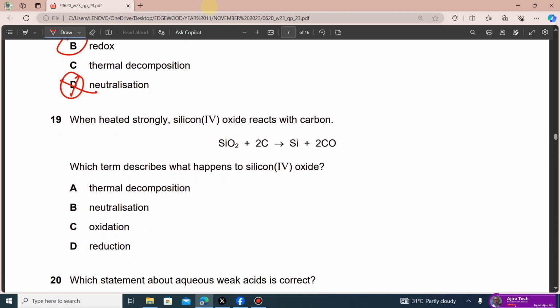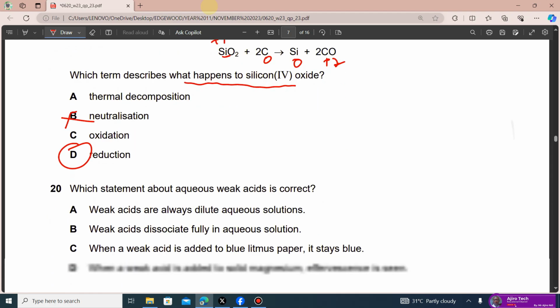When heated strongly, silicon(IV) oxide reacts with carbon. Which term describes what happens to silicon(IV) oxide? Still not neutralization because there are no acids and bases or acids and alkalis here. But let's look at it. Silicon is +4 here and it becomes 0 here. And then the same thing with carbon. Carbon moves from 0 to +2 here. So this is a redox reaction as well, but we are concerned with silicon(IV) oxide. So silicon going from +4 to 0 is a reduction because there's a decrease in the oxidation number. So reduction is the answer to that.